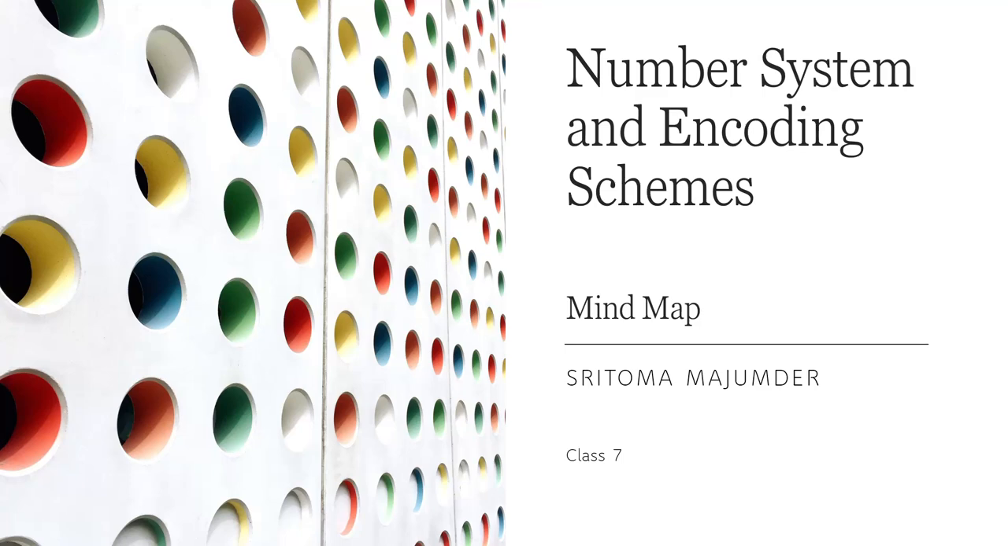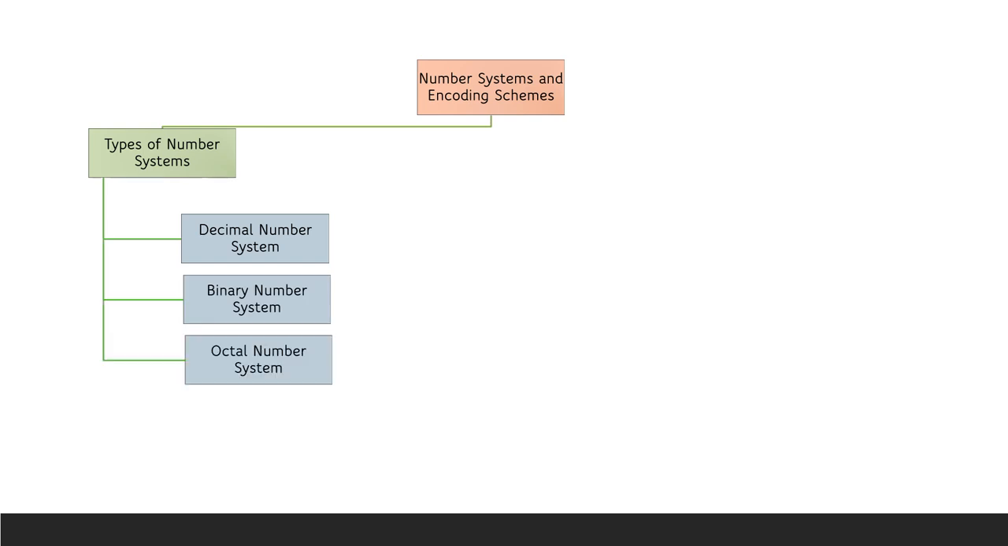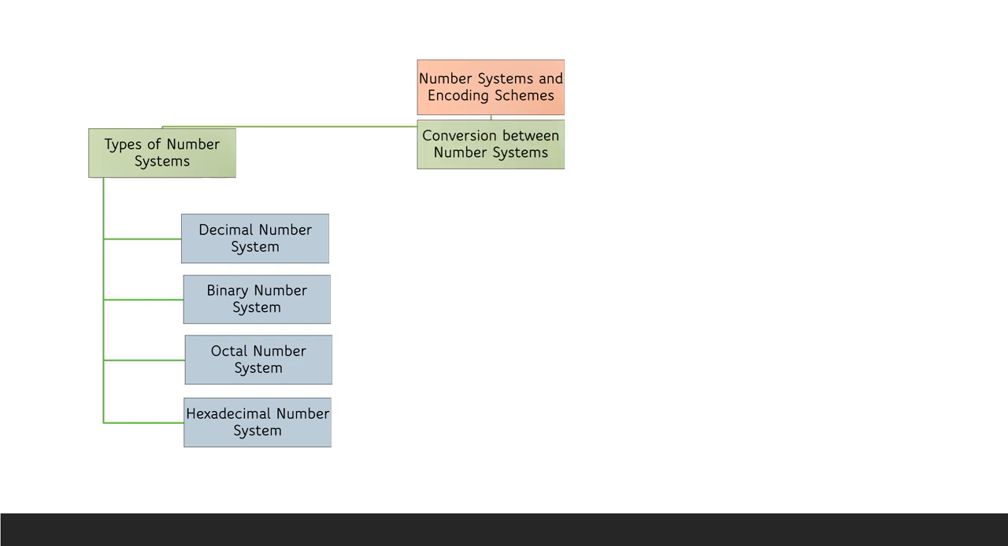Number system and encoding schemes. Mind map. Number systems and encoding schemes can be classified into different types, like types of number systems. Under that, we will get decimal number system, binary number system, octal number system, hexadecimal number system. Now, conversion between number systems.